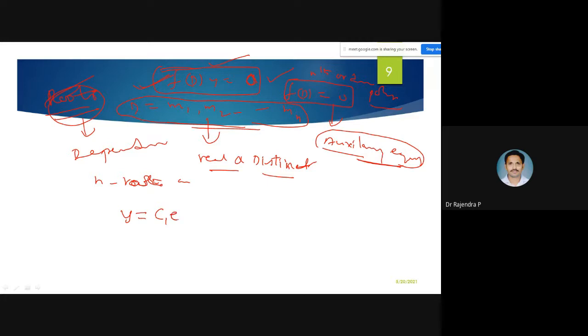So we are going to get the solution y equals C1 e power m1x plus C2 e power m2x plus C3 e power m3x, and so on, up to Cn e power mnx. All roots are real and distinct. We write those roots separately, each with its own arbitrary constant C1, C2, C3 up to Cn, because all are independent and we have to write them separately.